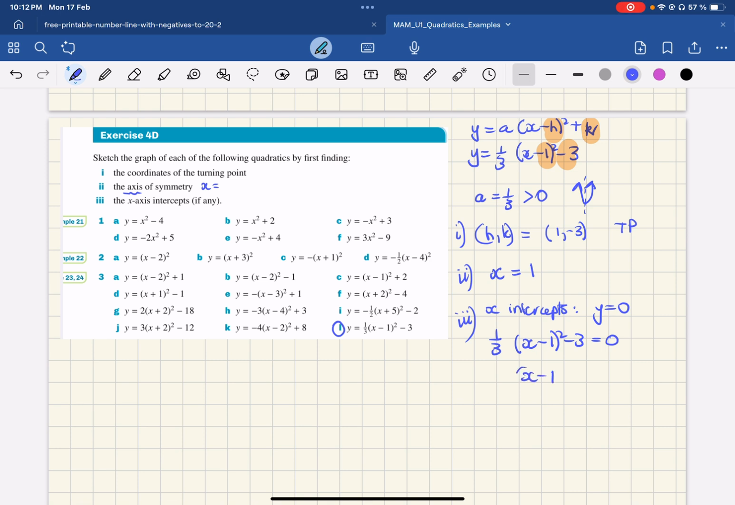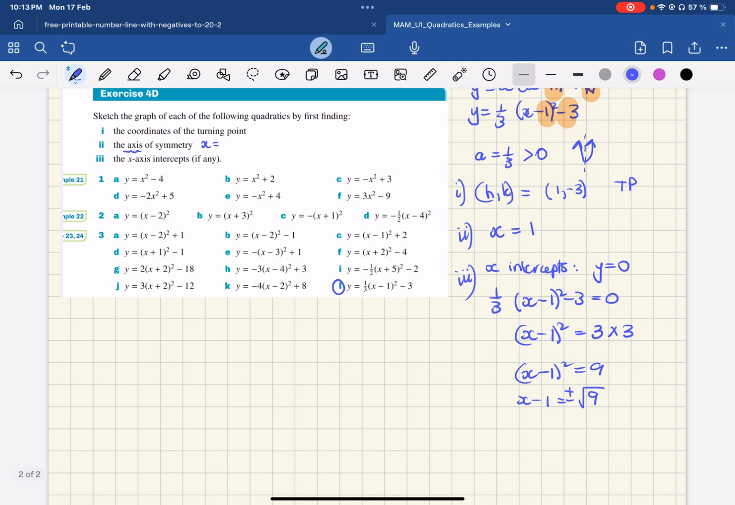So I'm going to keep the bracket there. I'm taking the −3 over, and then I'm going to times by 3 to undo the third. So I've got (x − 1)² equals 9. That means that x − 1 is the square root of 9, not just the square root, positive or negative. And I know the square root of 9 is 3, so x is going to be 1 plus 3, or x is going to be 1 minus 3. So those are my x-intercepts.